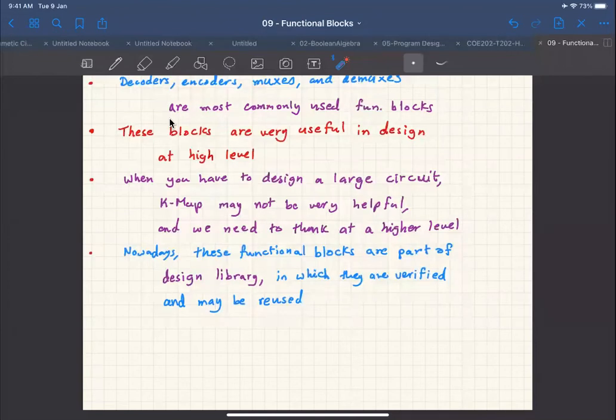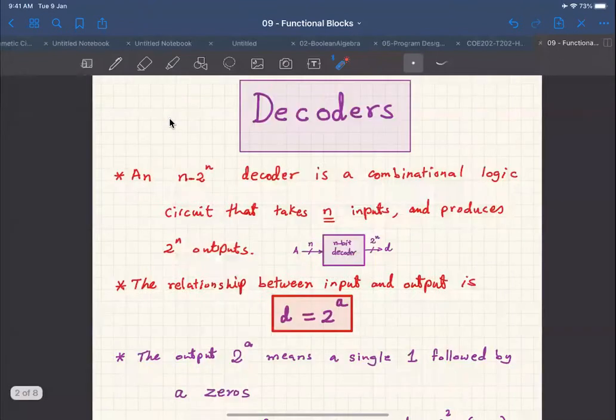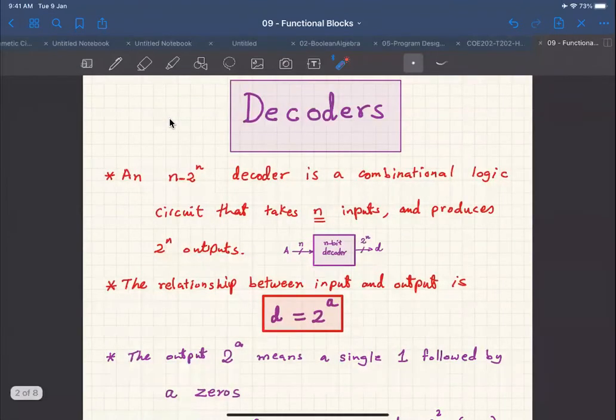Okay, the first circuit in functional blocks. So what do we mean by a decoder? Just pay attention to the behavioral description of the decoder. We call it an N to 2 to the N decoder. This is the name of the decoder.